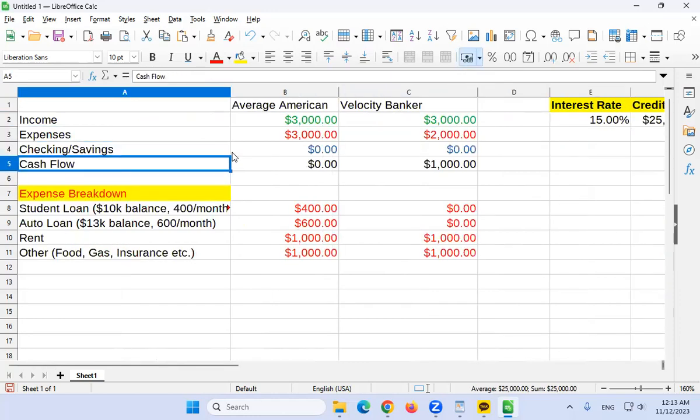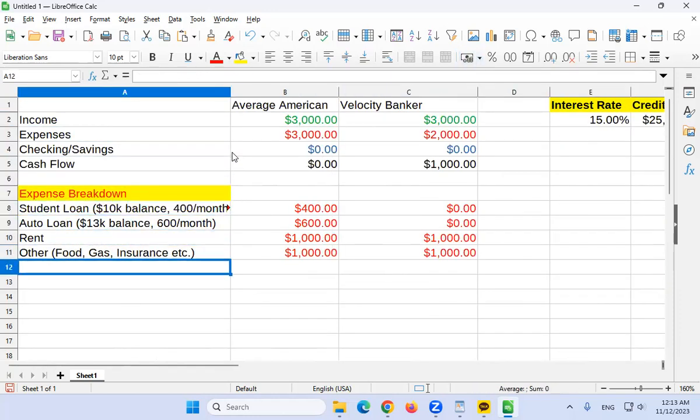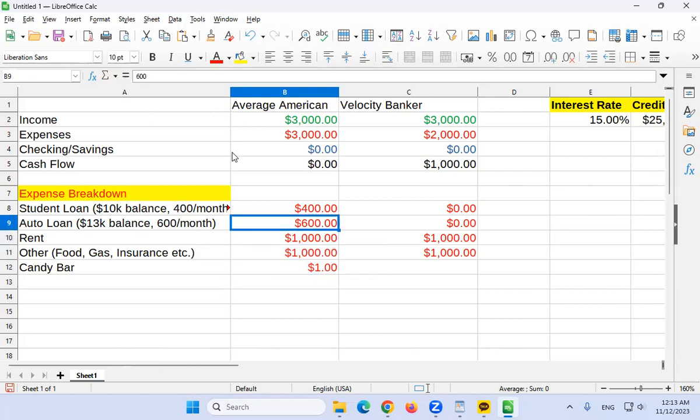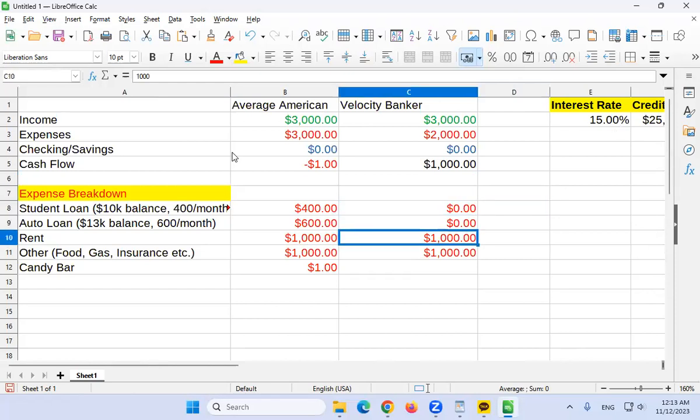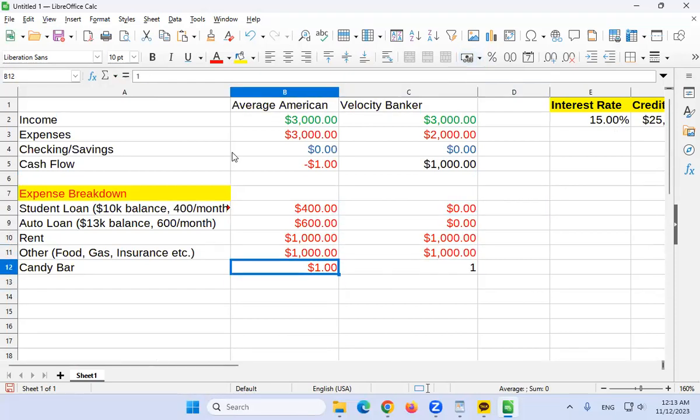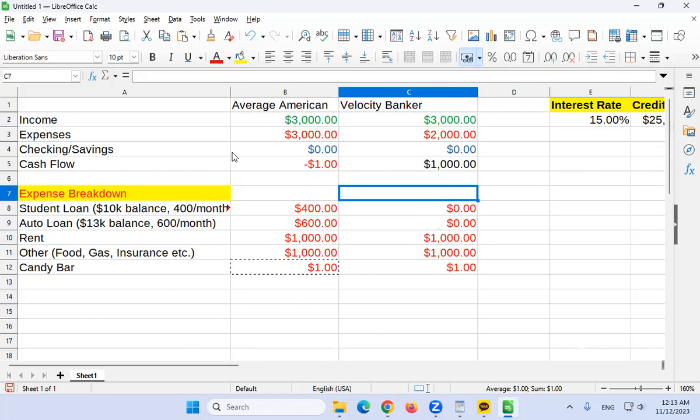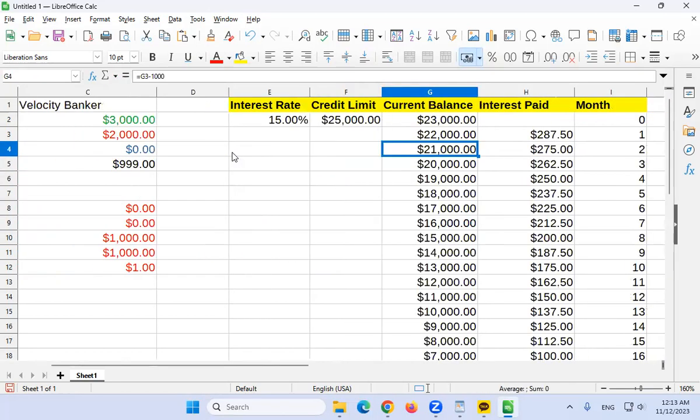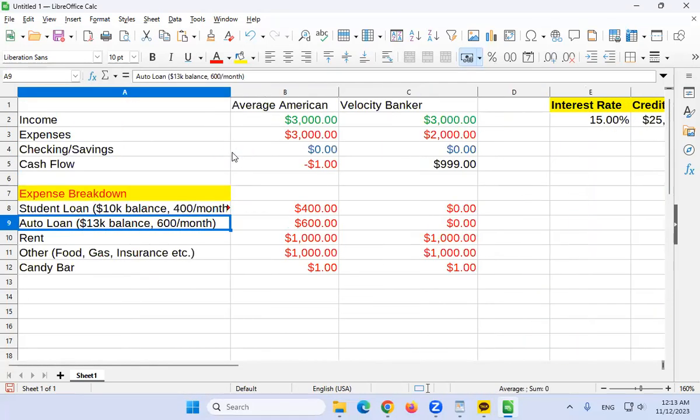And we talked about the candy bar, right? So in this situation, if you wanted a $1 candy bar, you couldn't do it because you're going to have a negative $1 cash flow here, okay? But if you wanted a $1 candy bar, all it is is $999 of our cash flow. So anytime during the process, we can buy the candy bar. We can do it because we generate cash flow out of thin air, right?